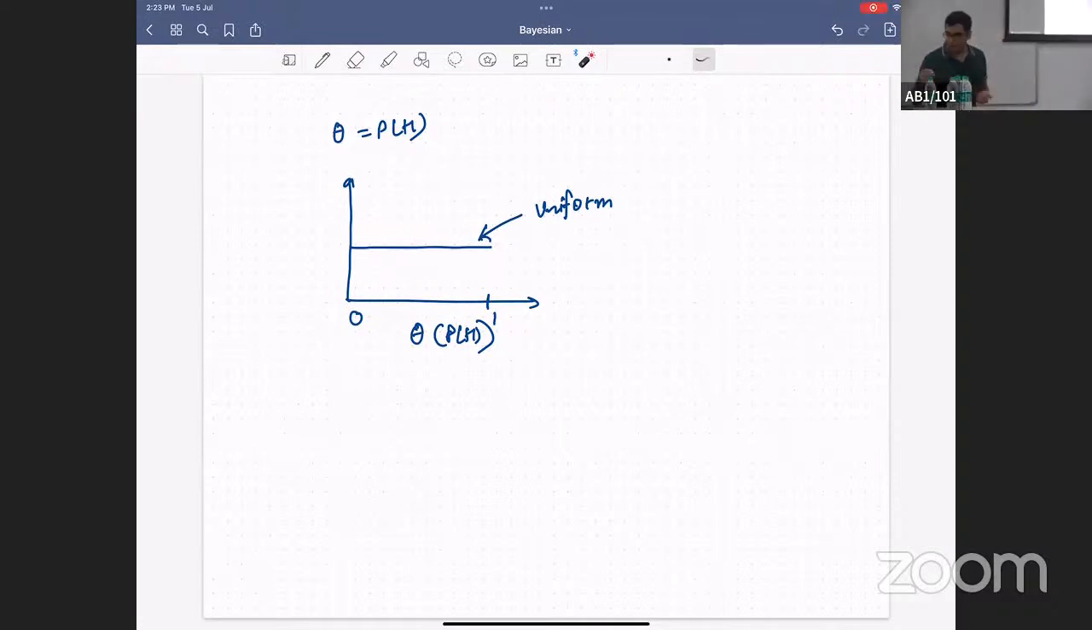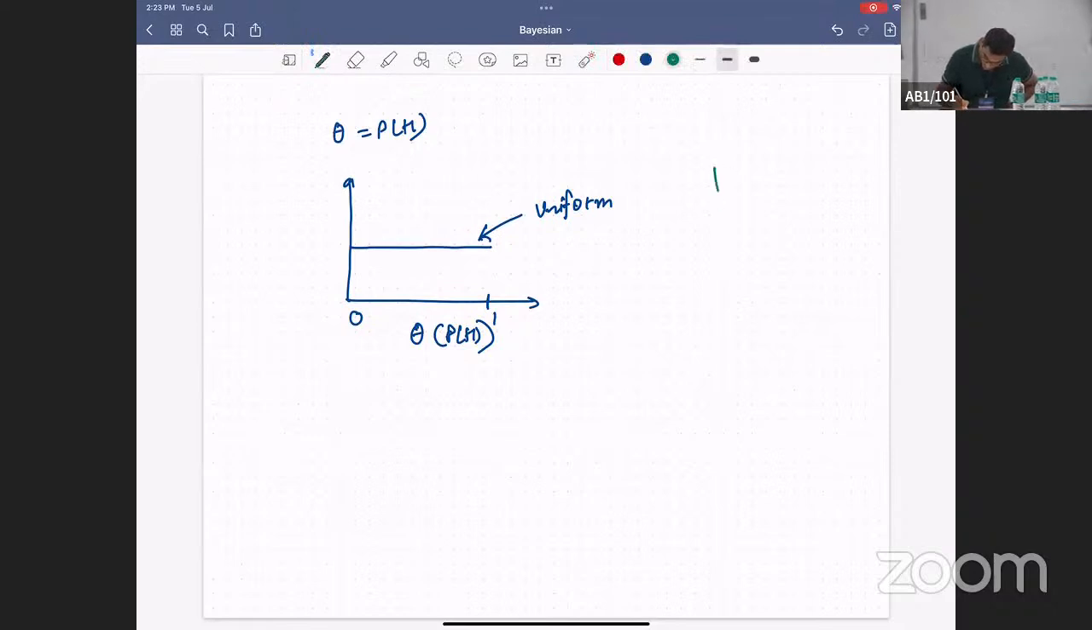So were you able to see? Okay. Yes. So each value of theta here seems to be equally likely between 0 and 1. You don't know much about the problem. But we could have chosen another distribution. Ignore the height for now. I just skipped the height to keep things simple. 0 and 1.